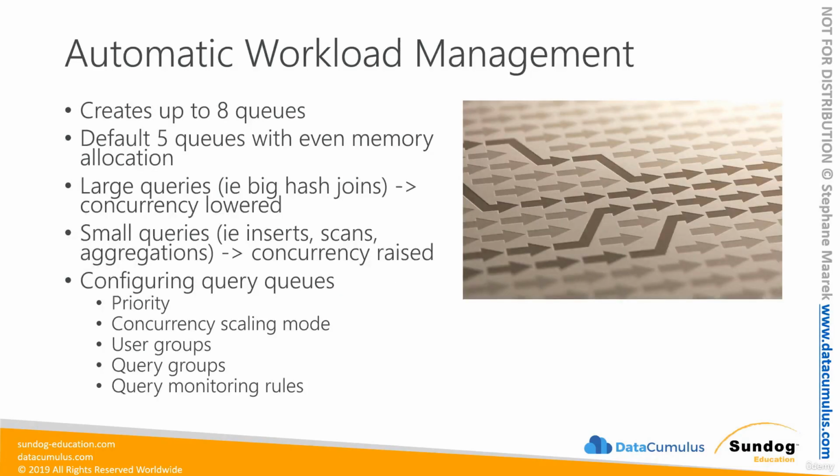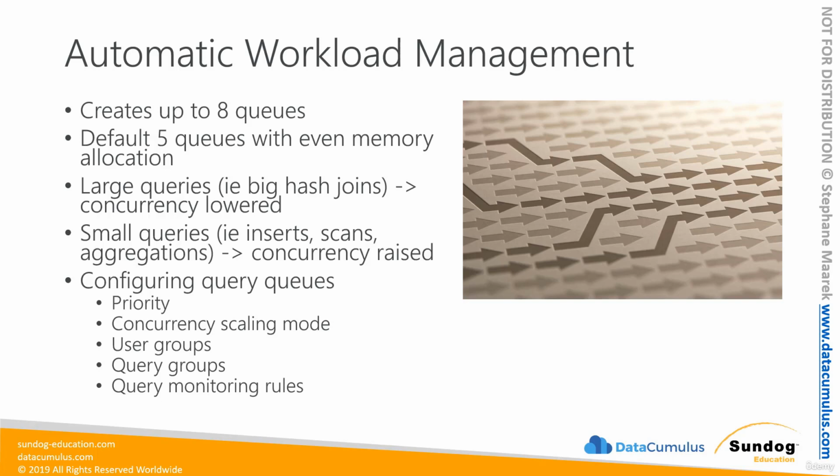Workload management, WLM, comes in a couple of different flavors. One is called automatic workload management. So with automatic workload management, you can define up to 8 different queues that are managed for you. And by default, you have 5 queues that have an even memory allocation between them, but you can change that obviously if you need to.